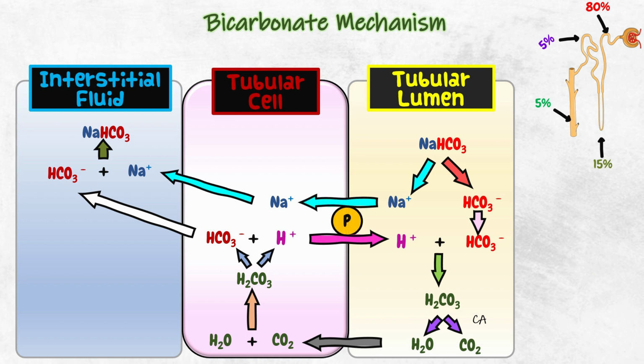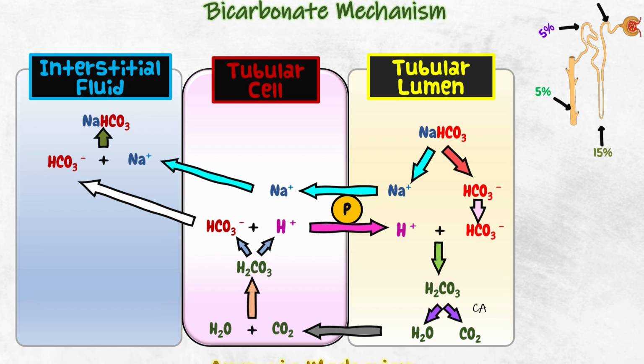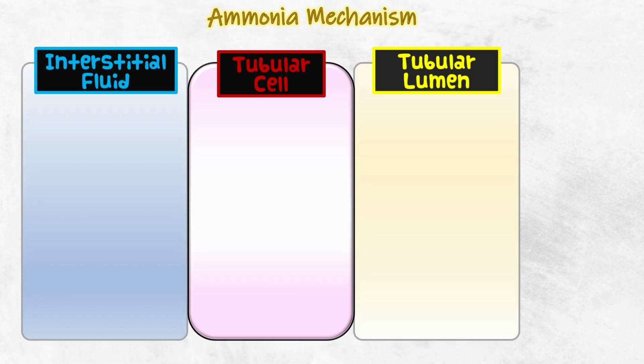Thus, for every hydrogen ion secreted into lumen of tubule, one bicarbonate ion is reabsorbed from the tubule. In this way, kidneys conserve the bicarbonate. The reabsorption of filtered bicarbonate is an important factor in maintaining pH of the body fluids. Now, moving towards ammonia mechanism.